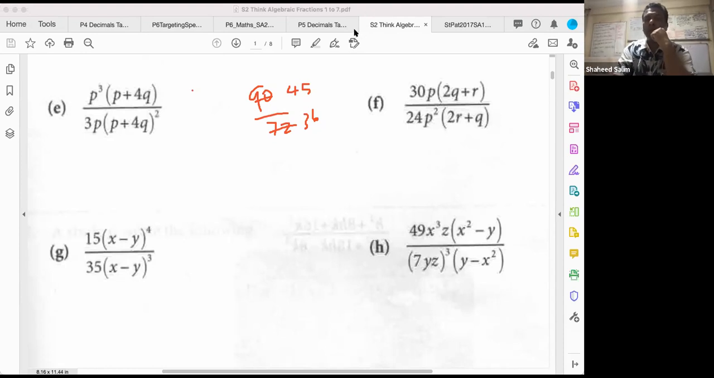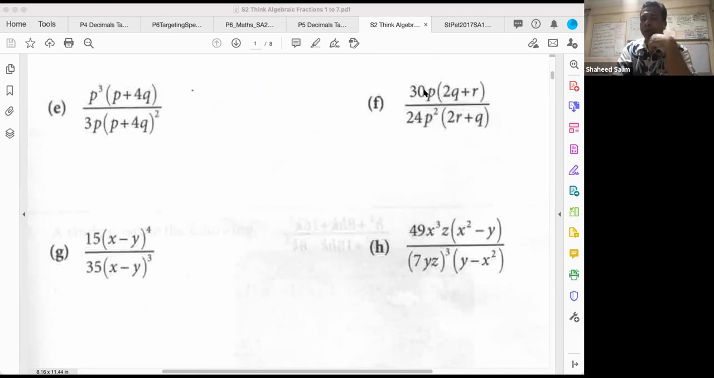So I'll show you this one now. Okay. So now we look at this one. Now, please watch carefully what I do. Down here, inside here is 2Q plus R. This one is 2R plus Q. I cannot cancel. Do not cancel. You're not allowed to cancel. These two are different. So you cannot do anything. You must leave it alone.